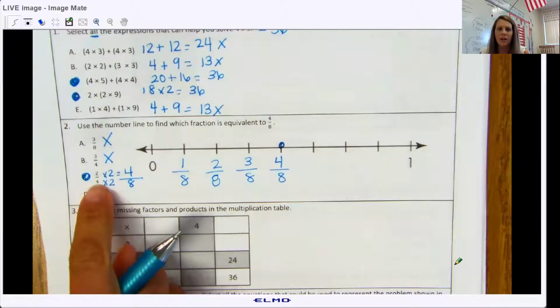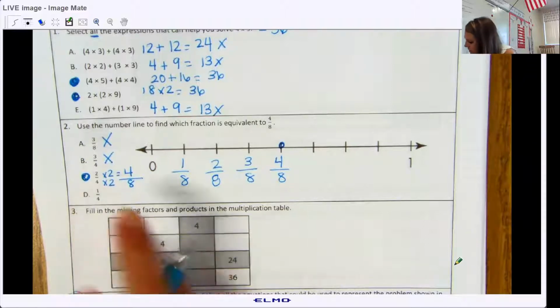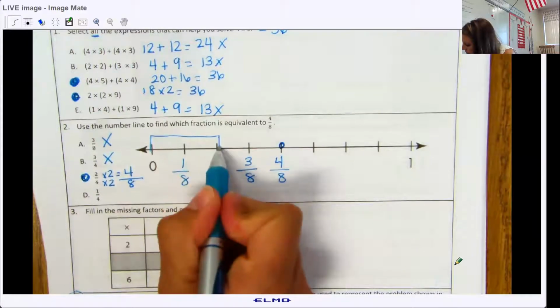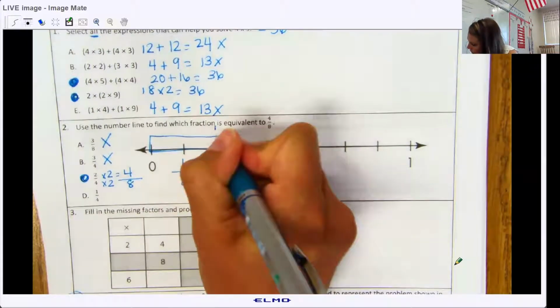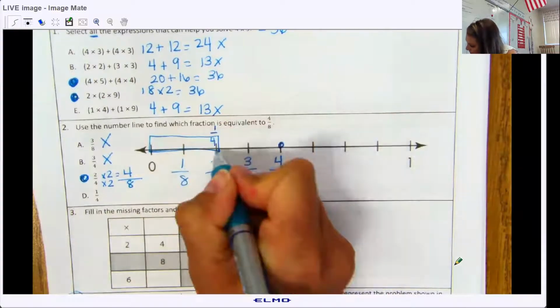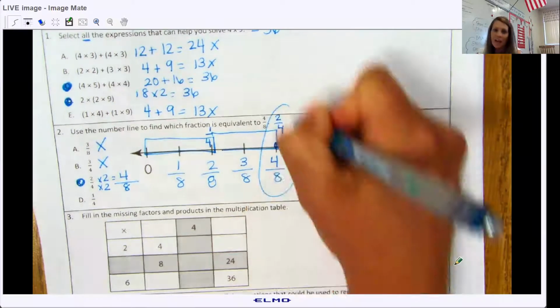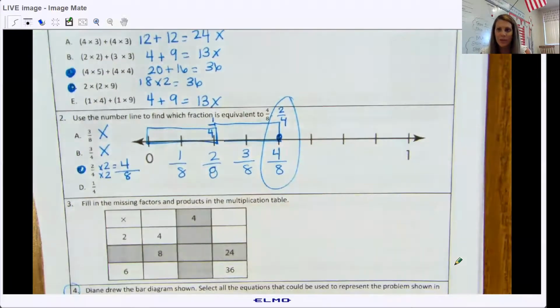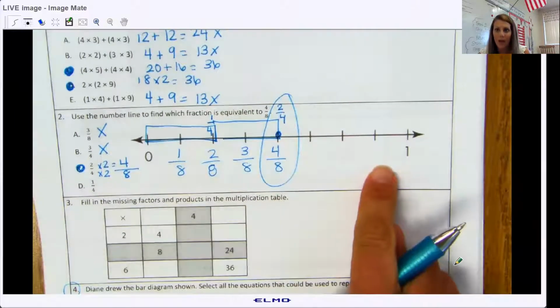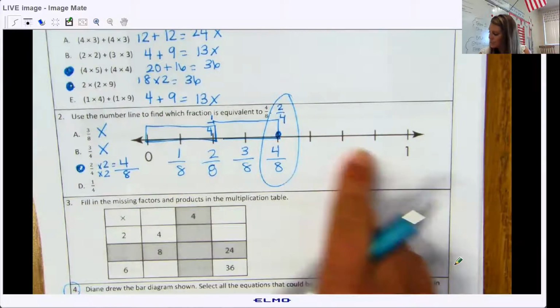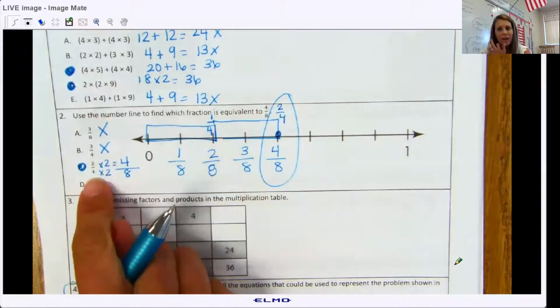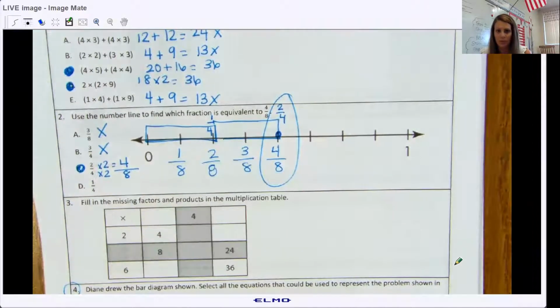But this fraction has a denominator of 4. So that means if it was split into 4 equal pieces, it would kind of look like this. So this would be 1/4. This would be 2/4. See how they're equivalent? Okay, so sometimes the number line might not help you as much as using the strategy of multiplying to find the equivalent fraction. Okay, guys?